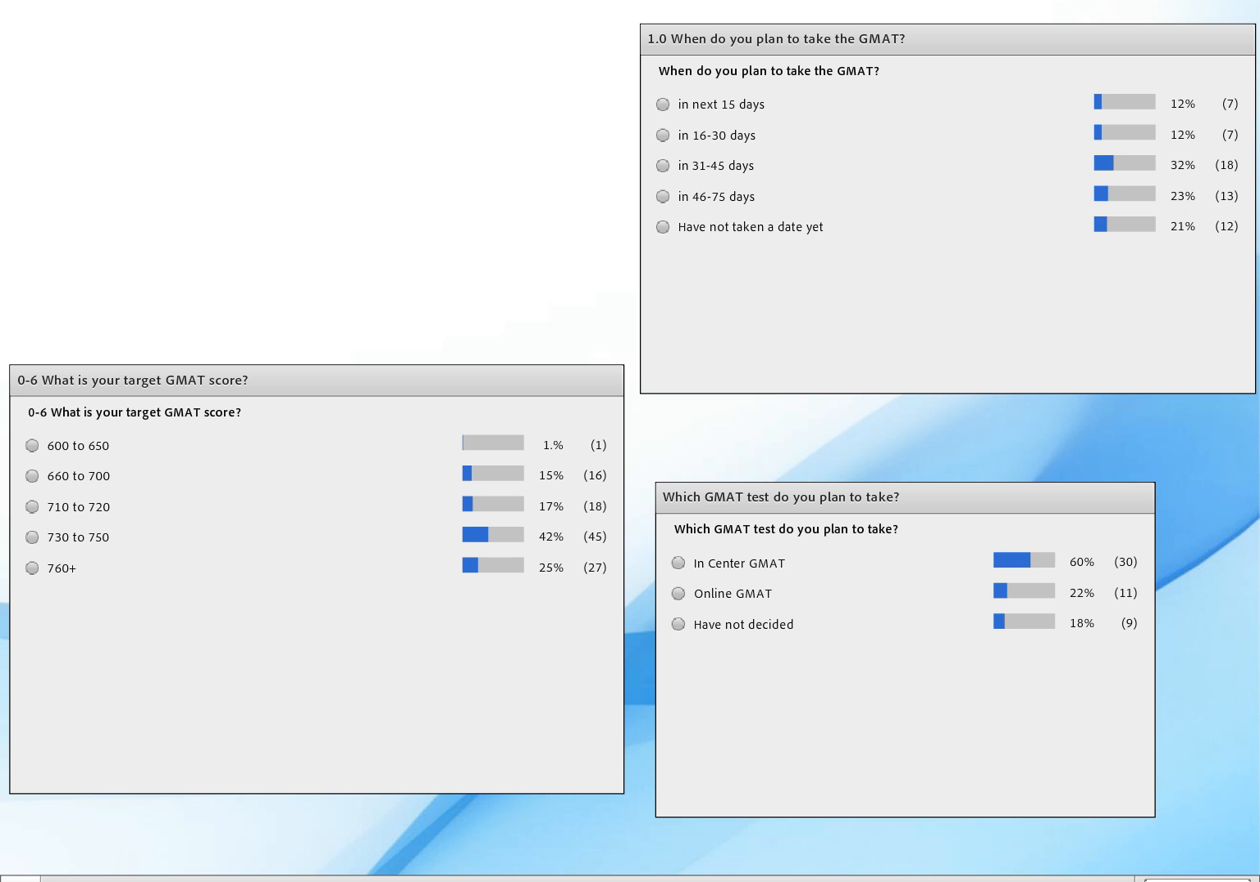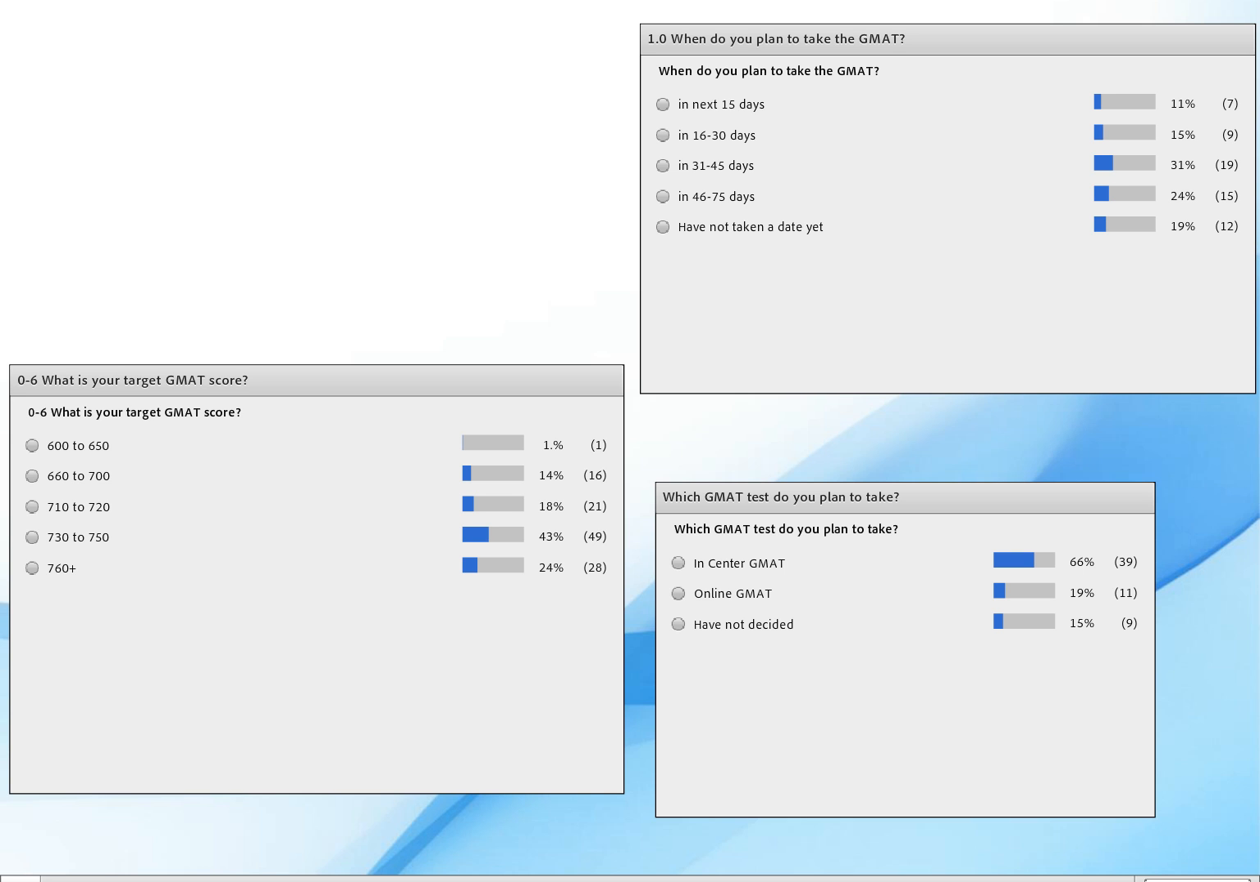Now, with regards to the target GMAT score, the 730 to 750 bracket is the biggest segment here. That's not a surprise, usually that is the case. The 760 or higher bracket is another significant segment, as well as the 710, 720 bracket. And then we have about 15% of you who are in that 600 to 700 bracket. Let me clear that.